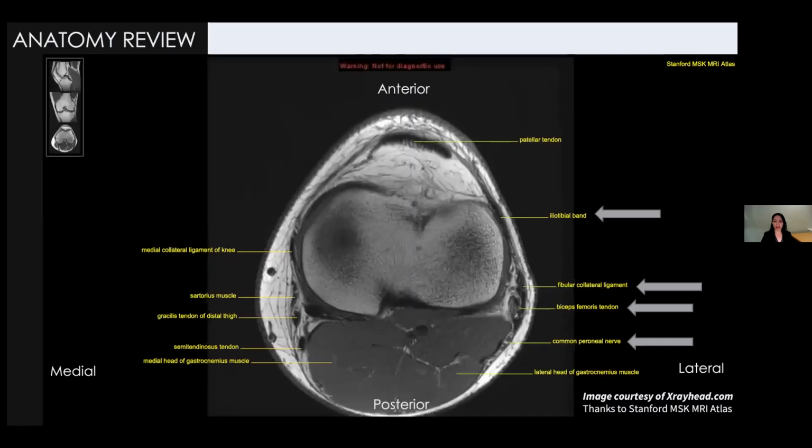Here's an axial MRI to review the anterior to posterior relationship, starting anteriorly with the IT band, then the LCL, biceps femoris, and finally the common peroneal nerve most posteriorly at the level of the patellar tendon.